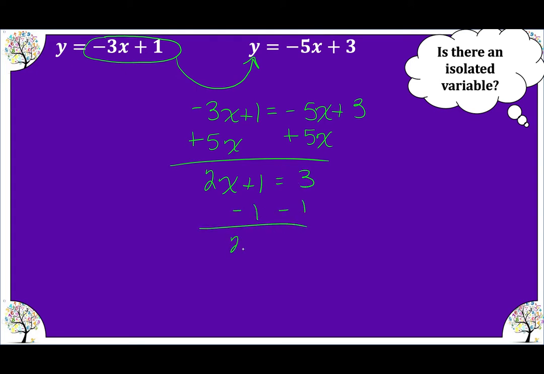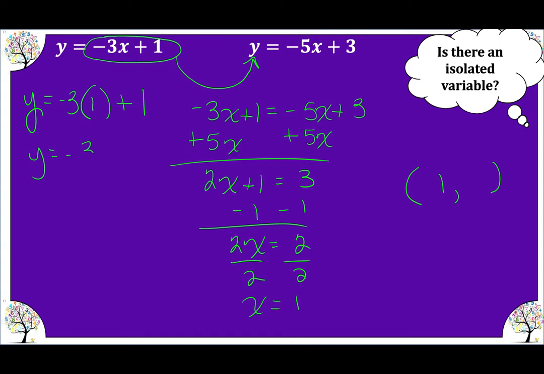Isolating our x, and the x value is 1. Again, putting in the right placeholder. I'm just going to plug it in to the first equation. When I say it, I mean the x value of 1. We're going to multiply and then add, and we get negative 2. So 1 comma negative 2 is going to be in quadrant 4, positive negative. So the point of intersection is in quadrant 4.